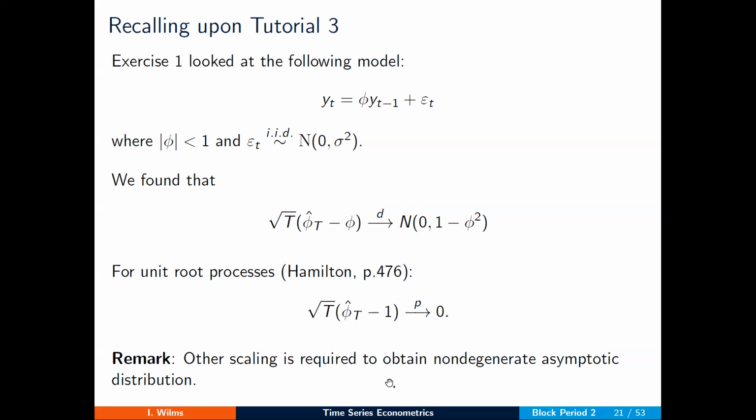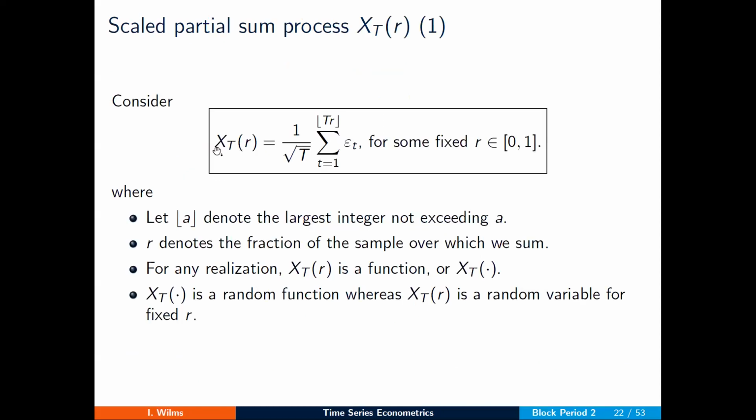So the scaling by root t for unit root processes is actually not the appropriate one to give us a desirable limiting distribution. Or in other words, we will need to blow up this difference over here by yet another power of t. So we need another asymptotic rate of convergence or a scaling factor to obtain a non-degenerate asymptotic distribution. And to determine this appropriate scaling and derive the limiting distribution, we need to rely on other important building blocks, such as the scaled partial sum process, XT.